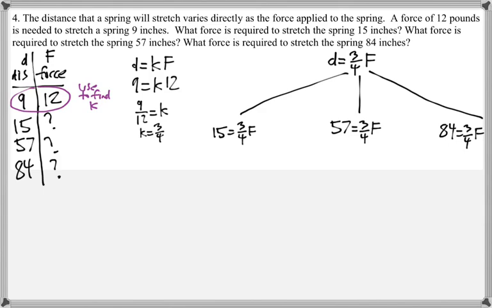So to solve for each of these, I need to multiply by the reciprocal. So if you multiply both sides by 4/3, then that cancels out that fraction, and you're left with F. And then 15 times 4/3, you can do that on your calculator, and you get 20 pounds.